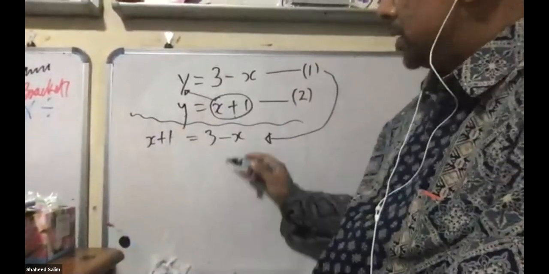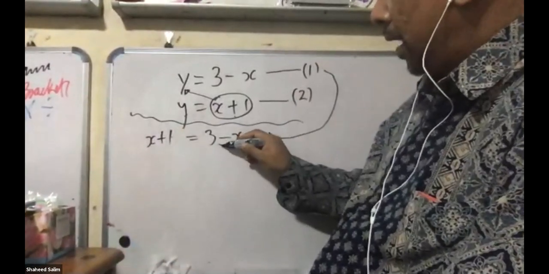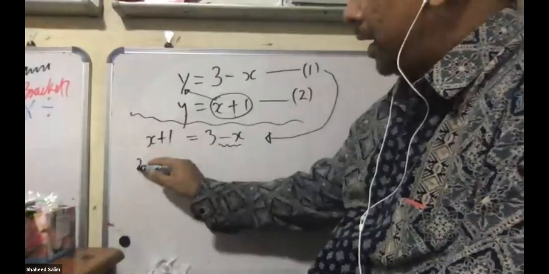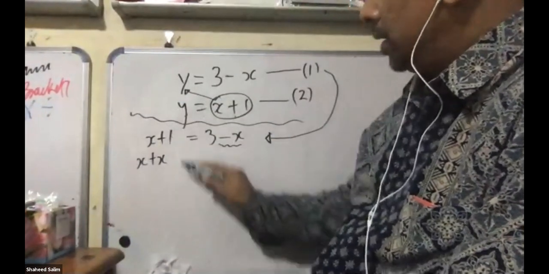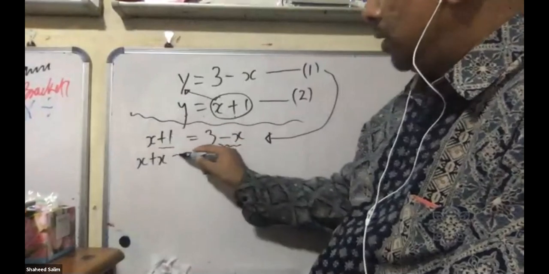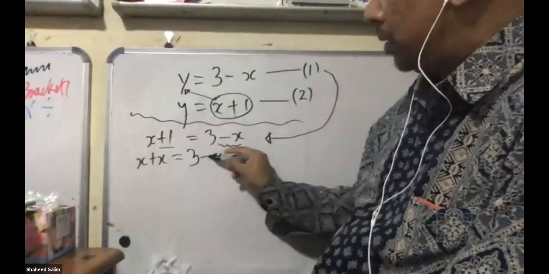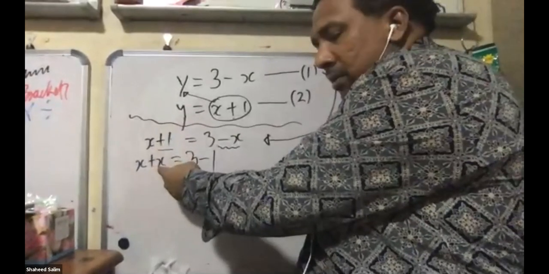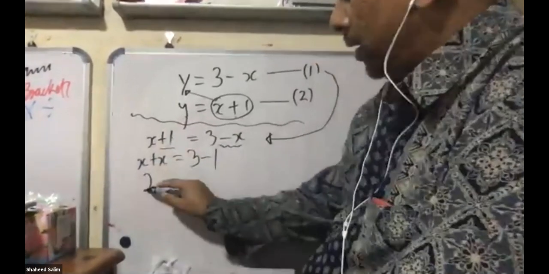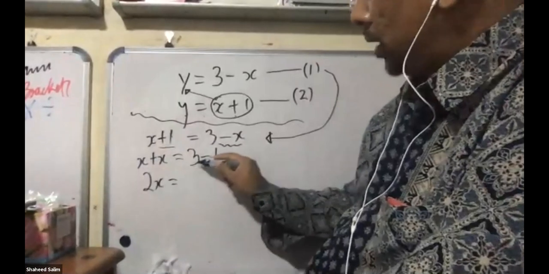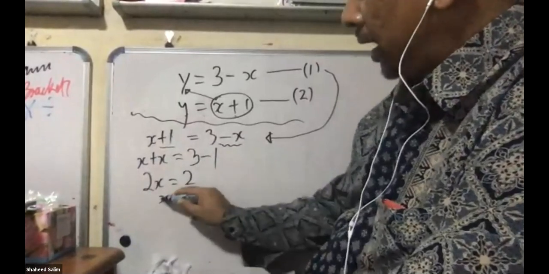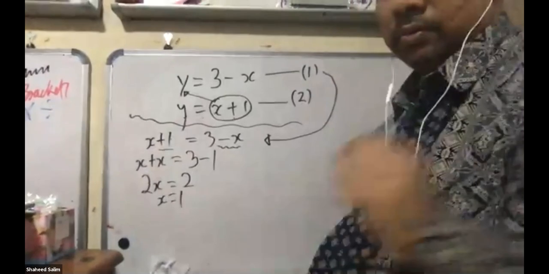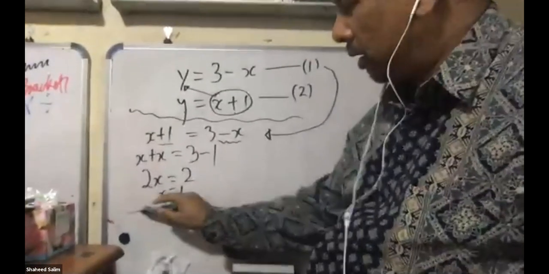In this case, for example, I bring the x over that side. I get x plus x. I bring the 1 over that side. Plus 1 brought over becomes minus 1. 3 minus 1. Minus x brought over, I get plus x. So down here I get 2x equals 3 minus 1, which is 2. x equals 1. Notice now, I just solved it.